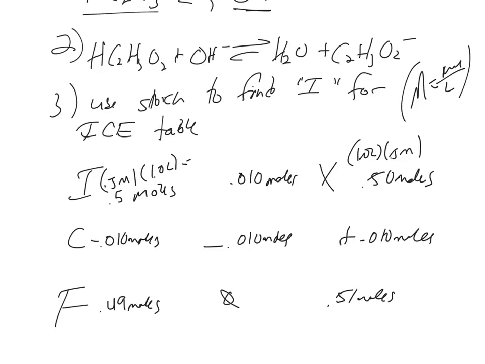After all these are gone, then you're going to end up with 0.49 moles, no more OH minus, and of course we made 0.51 moles of conjugate base. All right. Now, unfortunately, this is the best time to go back to molarity, right? So now that we have to go back to molarity, how do we do that?